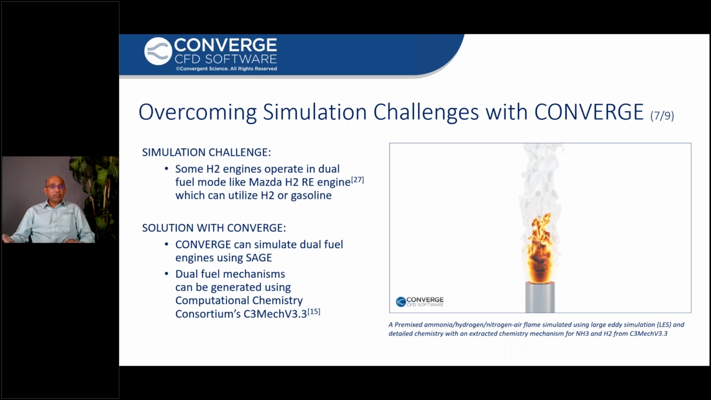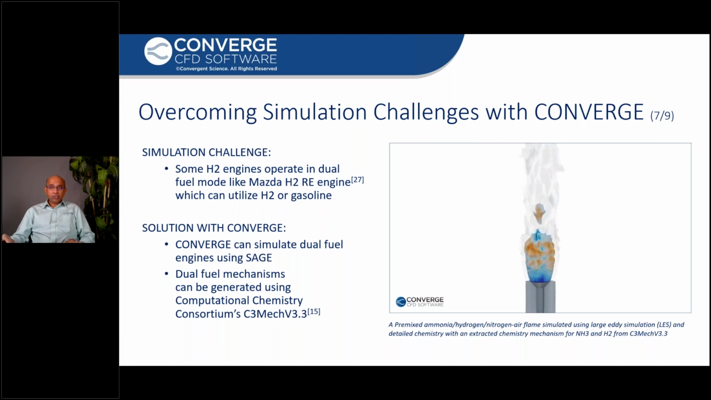Some of the hydrogen engines operate in dual fuel mode, and let's look at some of the challenges we face there. In order to do this, you need combustion models that can account for dual fuel. The CONVERGE detailed chemistry solver can be used to simulate multi-fuel combustion very easily. You just need a chemistry mechanism that includes chemistry for all the fuels of interest. As we saw before, you can easily extract multi-fuel chemistry mechanisms from the parent C3 mechanism.